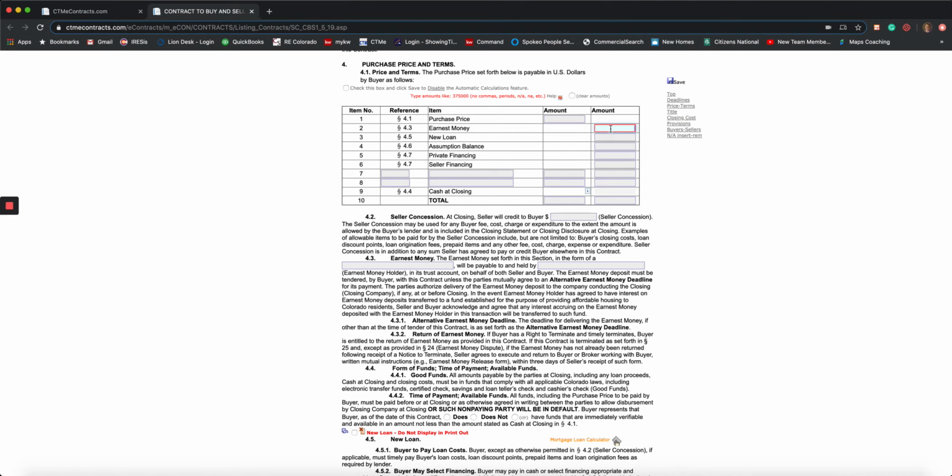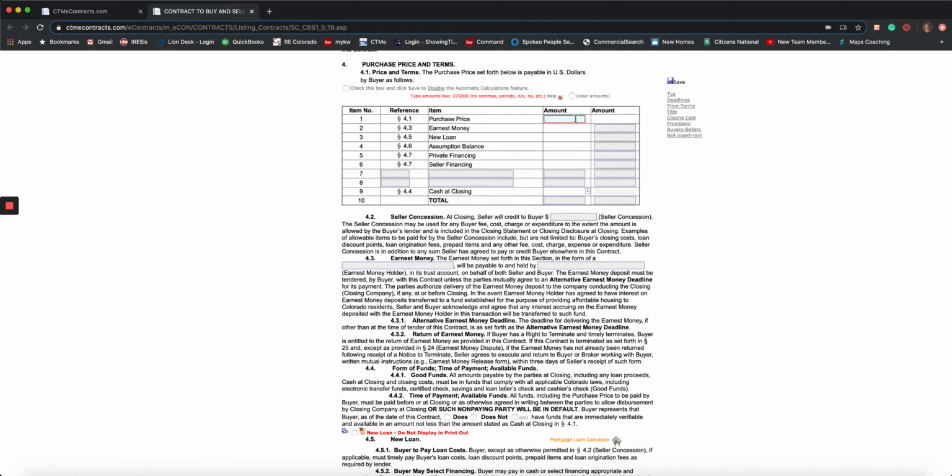However, earnest money is negotiable. So if the buyer wants to submit more earnest money to show good faith in their offer, they can do so. If they don't have the money or don't want to spend the money right away, they can actually type in an earnest money amount that's a little lower than what's advertised on the MLS.